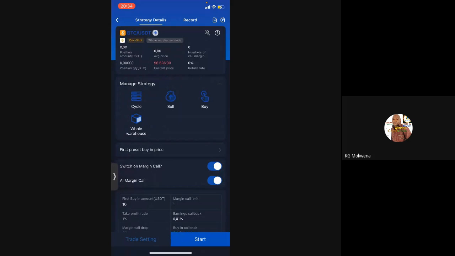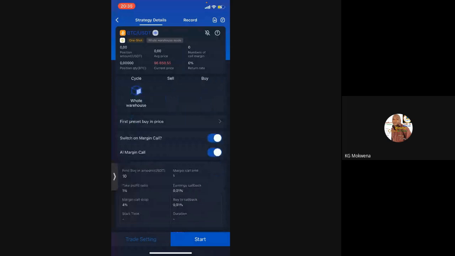The only price that is reflected at the moment is the current price, which is $96,632. So now it means that the market is live, but no position held as yet. So now, Mahlatse, at the bottom left, you're going to click on case setting. Yeah, at the bottom left, you click on page setting.